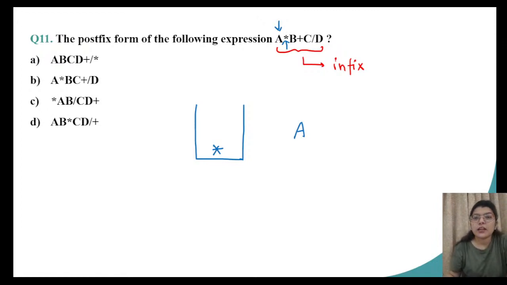So now I have encountered A. A is what? A is an operand, so I will insert it over here. Then I have multiplication, it is an operator, so I'll insert it in the stack. Next I have B, so I will insert B over here. Now I have this plus operator. Now tell me, out of multiplication and plus, which is of higher priority?